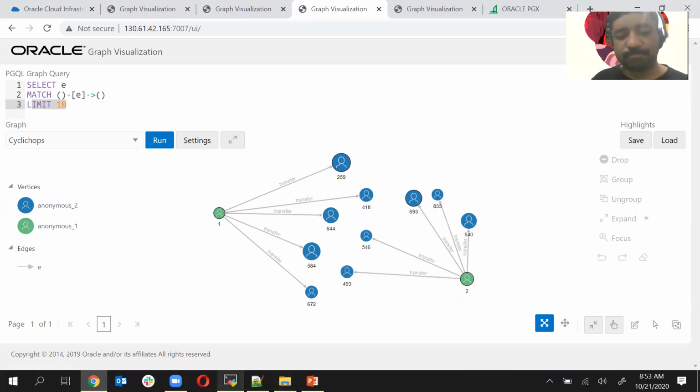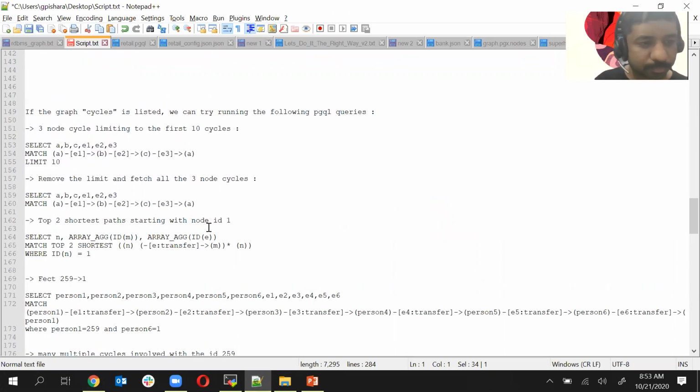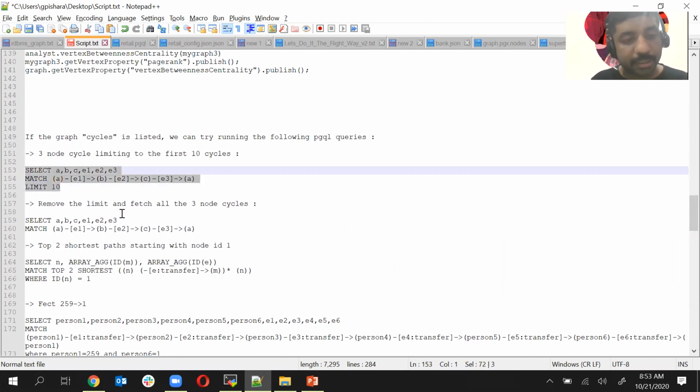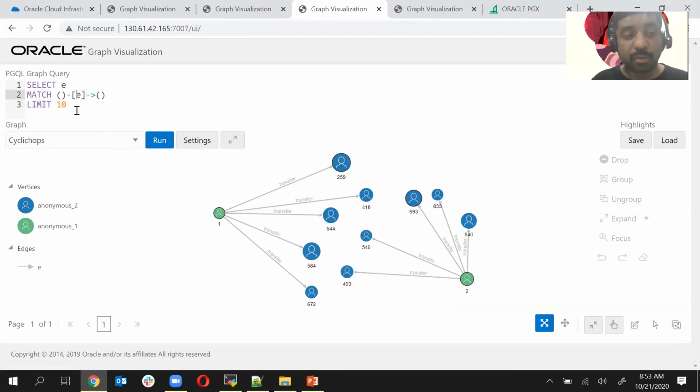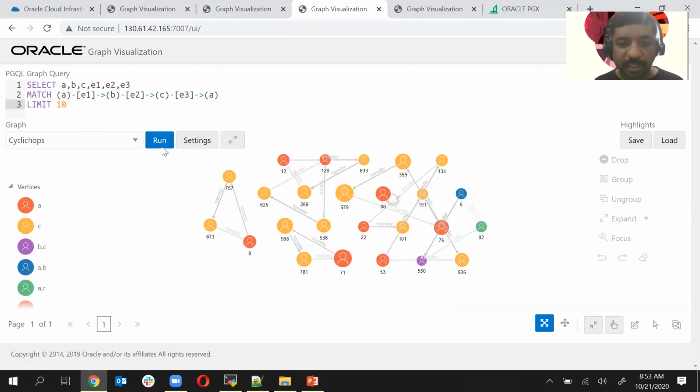Now, what if we want to write different PGQL queries? Let's take a few examples. Let's start with a 3-node cycle, still limiting it to 10 transactions or 10 cycles. I can write a PGQL query in the graph viz on the graph that I have loaded in memory, and then I can visualize the PGQL query results on the screen. So here we can see that it has generated 10 3-node cycles.